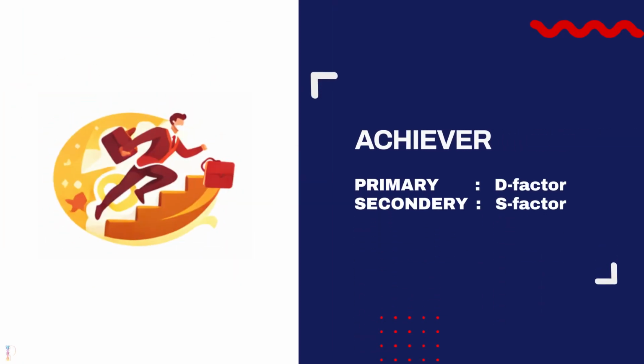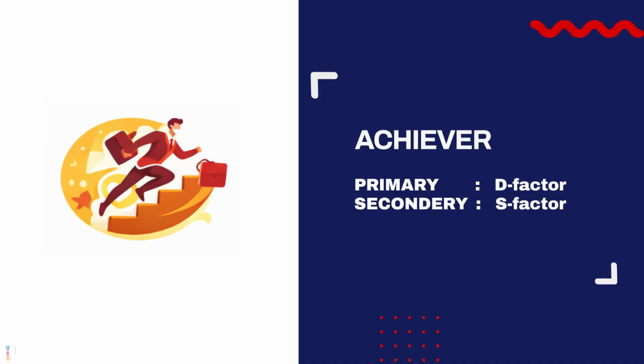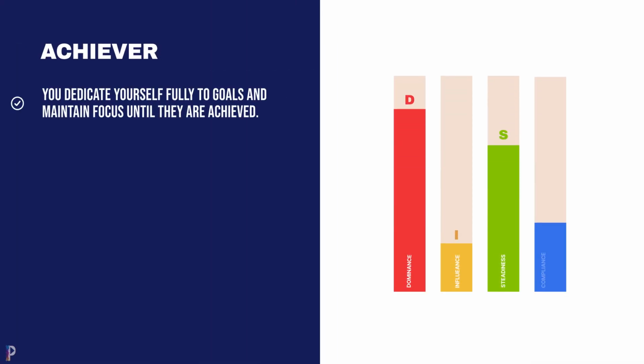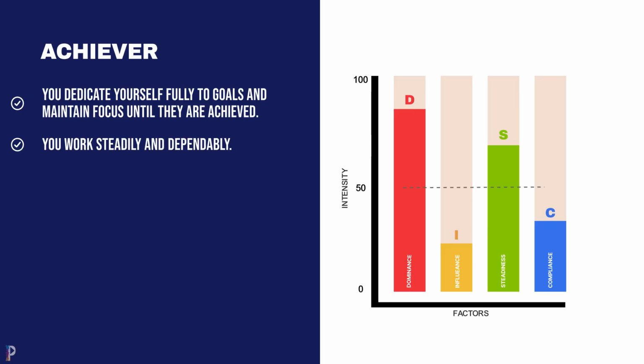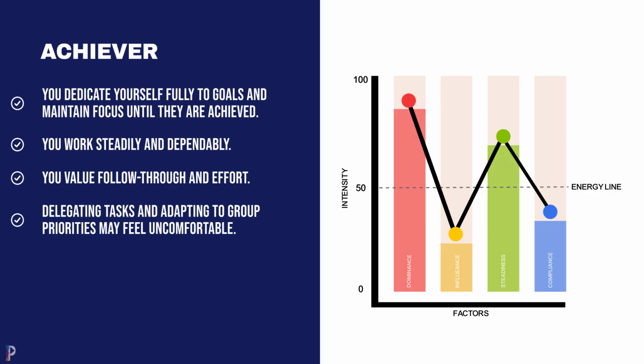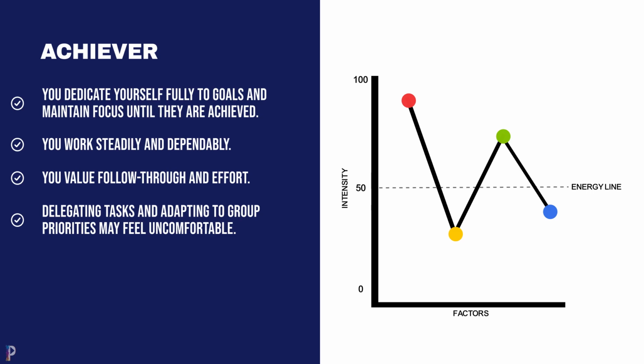If the D factor is your primary influence, with the S factor as a secondary, then you are the achiever archetype. You dedicate yourself fully to goals and maintain focus until they are achieved. You work steadily and dependably. You value follow-through and effort. However, delegating tasks and adapting to group priorities may feel uncomfortable.